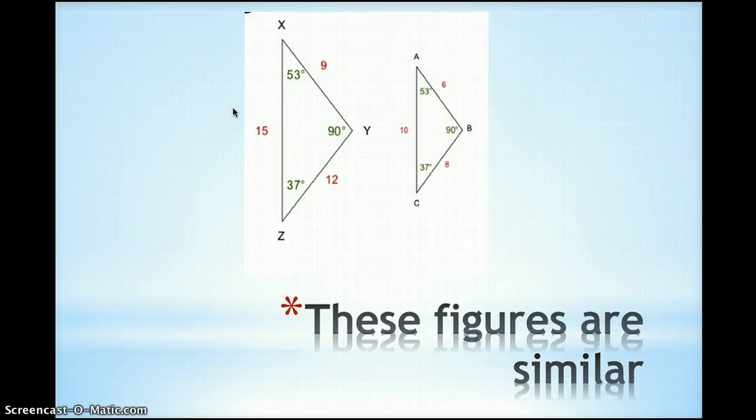This slide shows 2 triangles that are similar figures. All 3 angles in the first triangle correspond to an equal angle in the second triangle. However, the sides are not the same length, but are proportionate in length.